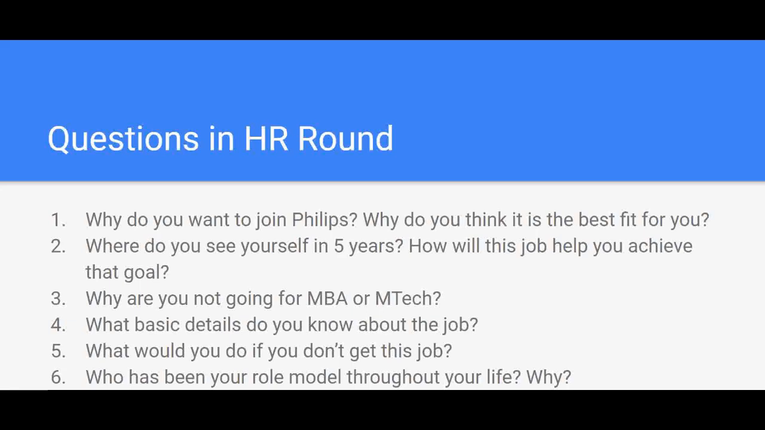So, sample questions for HR round. Why do you want to join Philips, and why do you think it is the best fit for you? Again the question, where do you see yourself in 5 years, and how will this job help you achieve that goal? Also, why are you not going for MBA or MTech, and why do you want to pursue a job directly after BTech?